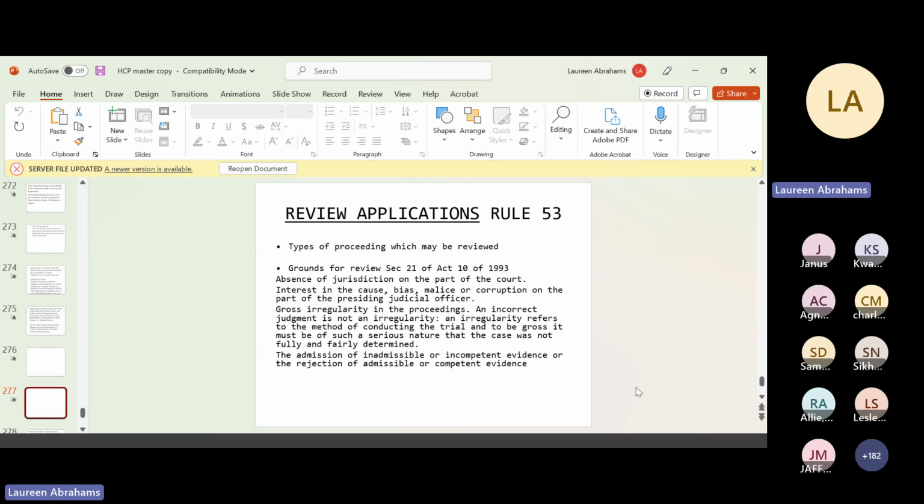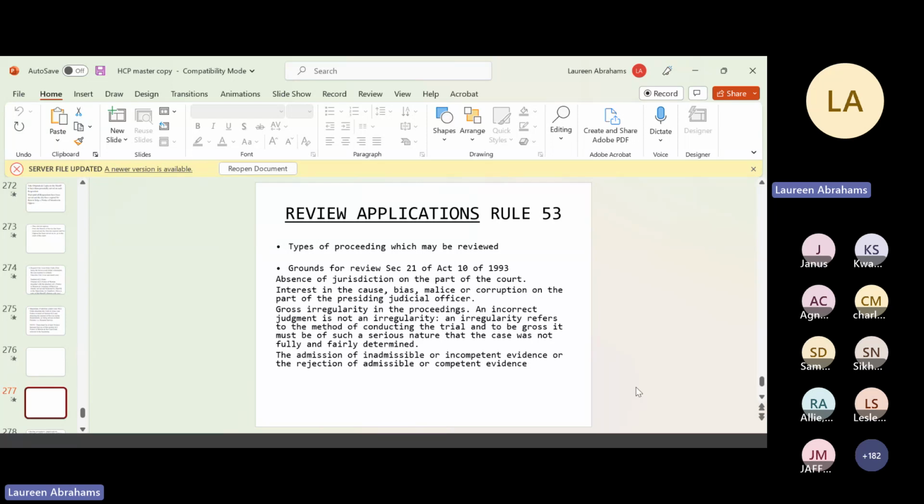Next we're doing review applications. Now, Rule 53 of the Uniform Rules deals with review applications. Section 21 of the Superior Courts Act tells you the grounds for which you can bring a review application. Now, a review application is usually a review of a lower court. The High Court reviews decisions, not of its own other judges, but of lower courts and quasi-judicial bodies, like, for example, universities, organizations, sports bodies who make decisions. If you're not happy with that decision, you can take it on review to the High Court.